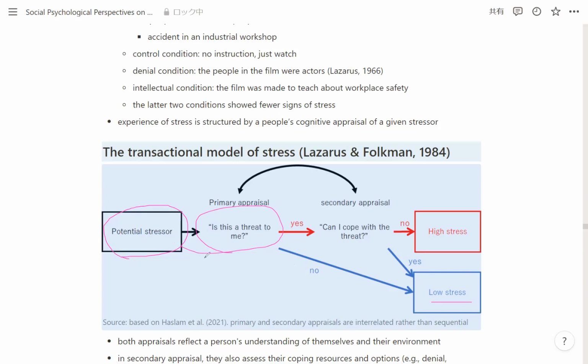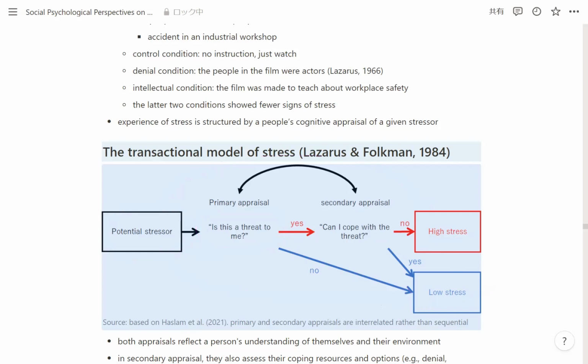Okay, so in the situational model, the potential stressor determines whether they experience high stress or low stress. But in this transactional model, the same stressor could be perceived differently. Some people perceive the stressor as a threat, and some people perceive the threat as beyond their control. Then they would experience stress, but if not, then they would only experience low stress.